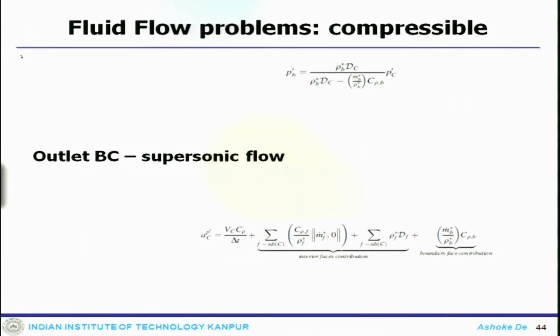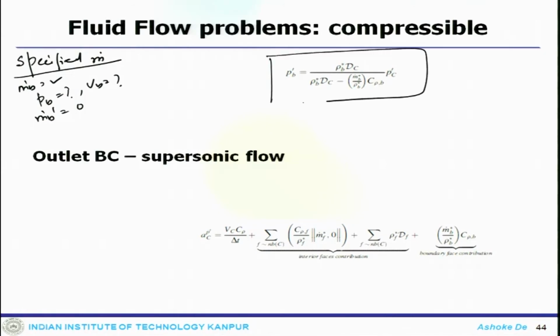Now, similarly, one can have specified m dot. So, that means m dot b is known, but Pb is not known, Vb is not known. So, specified mass flux means m dot prime would be 0. So, you can simply drop the pressure correction equation with no modification, and then setting m dot b prime equal to 0, the coefficient of the pressure correction equation or Pb prime would be like this. So, you can actually calculate the pressure and density corrections at the boundary.